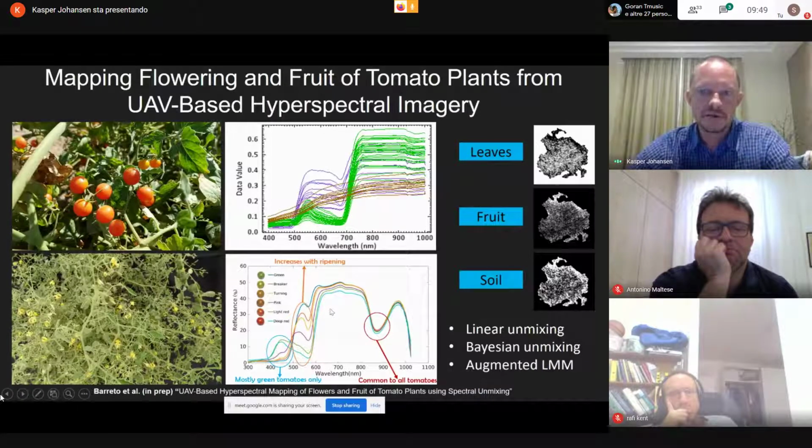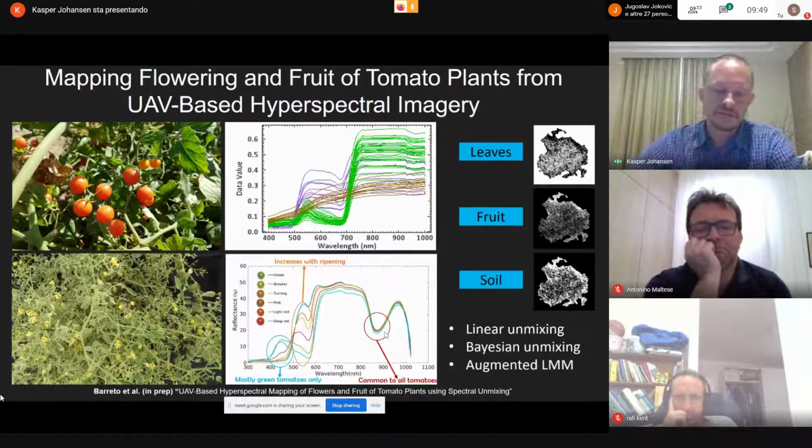There's one characteristic that was quite unique for the tomatoes. There was quite a clear trough just before 900 nanometers. So we're using a lot of that information to develop some spectral unmixing approaches to map flowering and timing of flowering, as well as the presence of fruit.